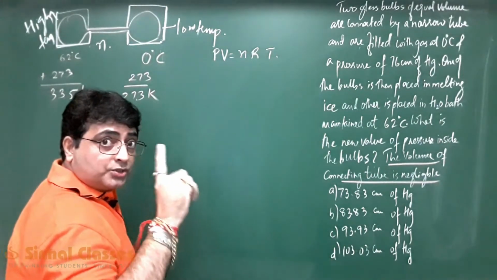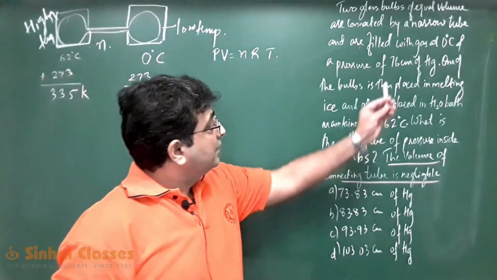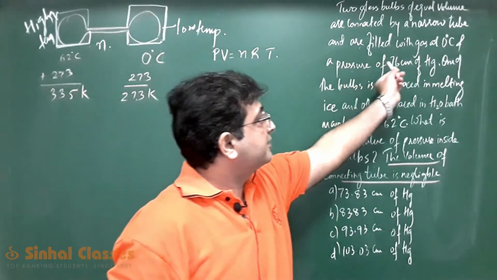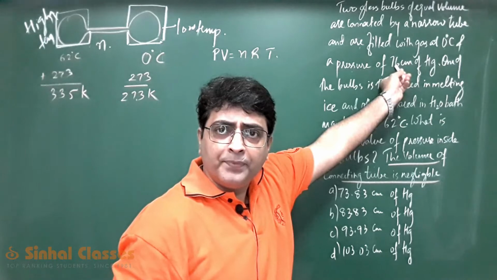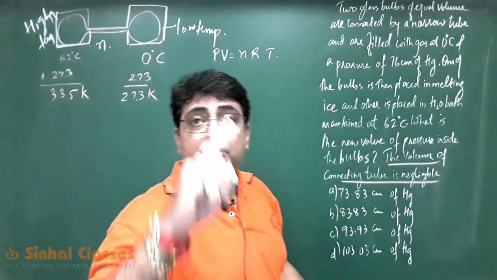Condition 1. Listen carefully, students. Condition 1: earlier it was said that inside both bulbs the gas is present at 0 degrees Celsius and the pressure is 76 centimeters of mercury. Based on this statement, I'll get my first equation.